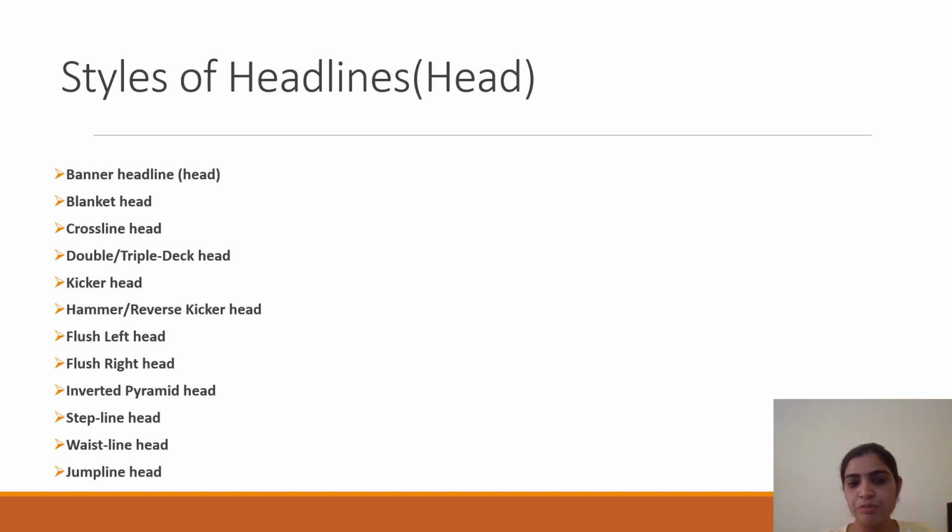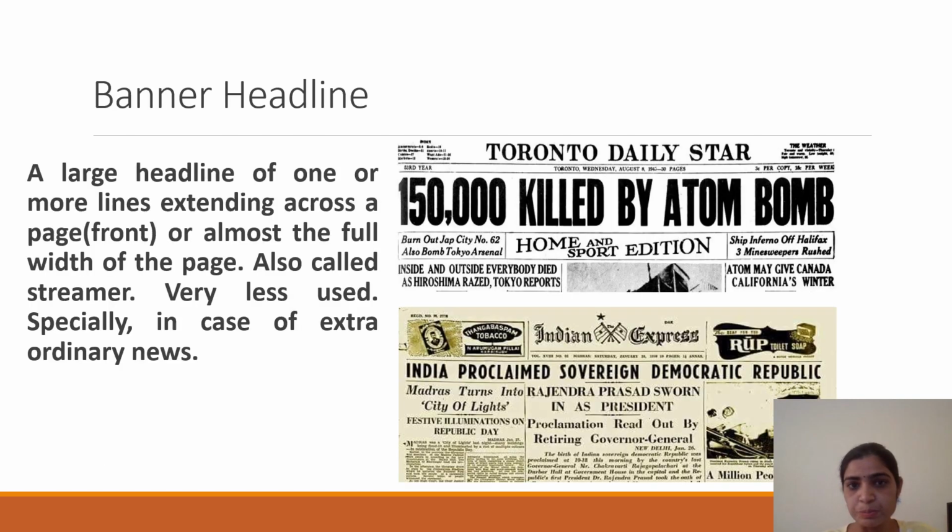These are a few styles of writing that we use generally to write the news stories. So these are the examples and the types of headline that we are going to discuss here. The very first is the banner headline. As the name suggests, it is a kind of banner to the whole news. It is basically a large headline, one or more than one line extending across the full page or the full 8 columns of the news.